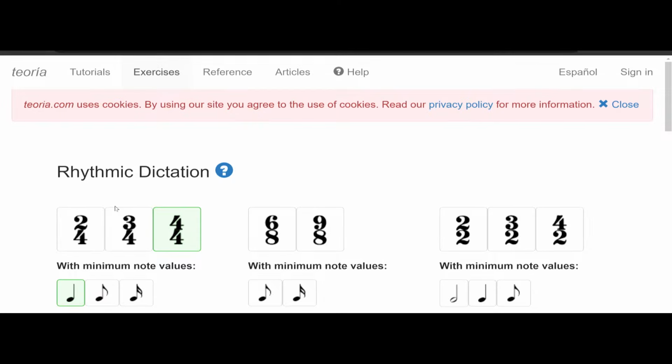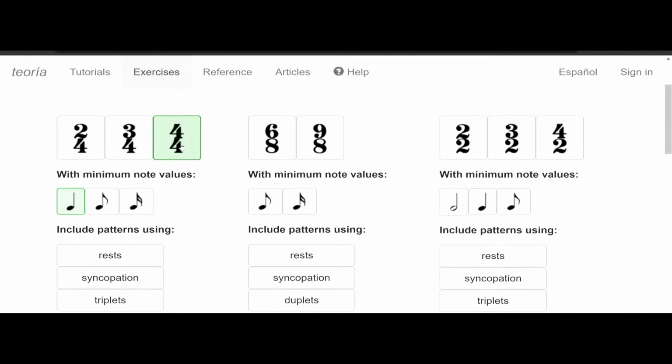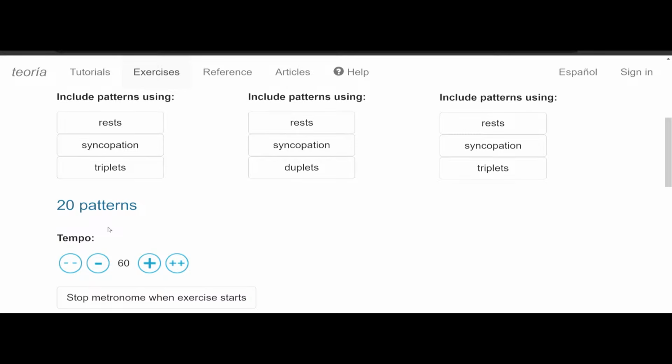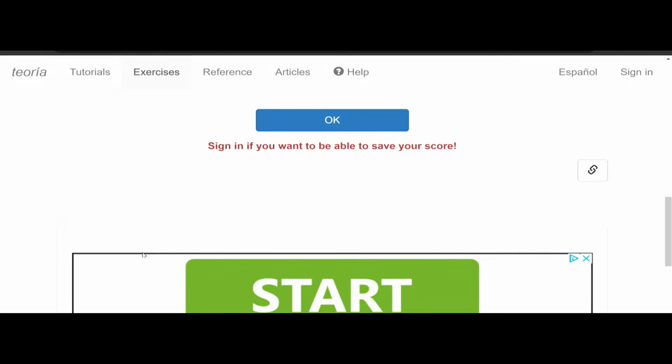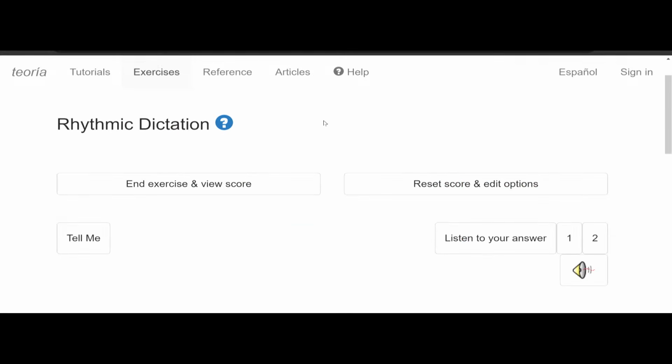So rhythmic dictation, if you don't know, is where I play the rhythm. In this case, the computer is going to play the rhythm. And you're going to have to tell the computer or me what the rhythm was. So first you want to set it up. We're just doing 4/4. Let's do maybe quarter and eighth notes. We didn't talk about rests today. We'll probably just keep it easy for right now. Okay, do you hear that metronome?